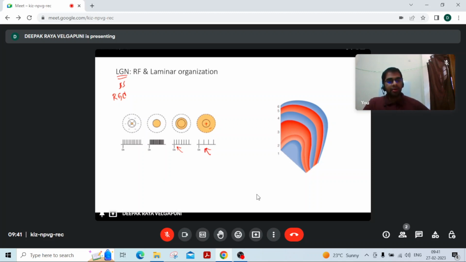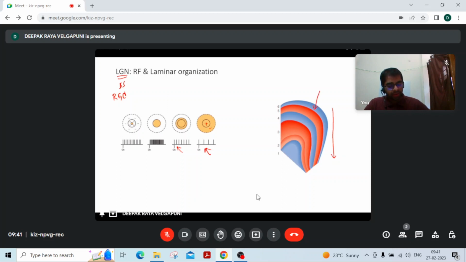This nucleus, LGN, in the thalamus is a bilaterally symmetric structure. It has both left and right, and it's symmetric. And if you see a part of the thalamus here, you see a laminar structure. What these different layers mean in this LGN is that it has neurons responding to different eyes.